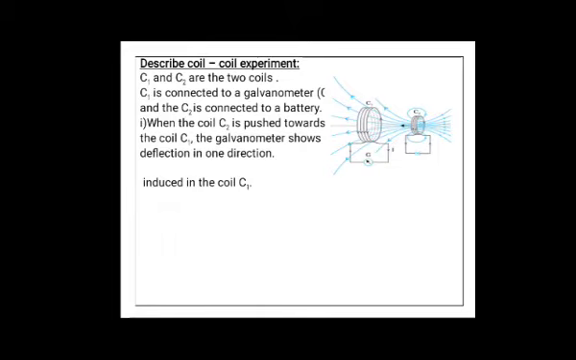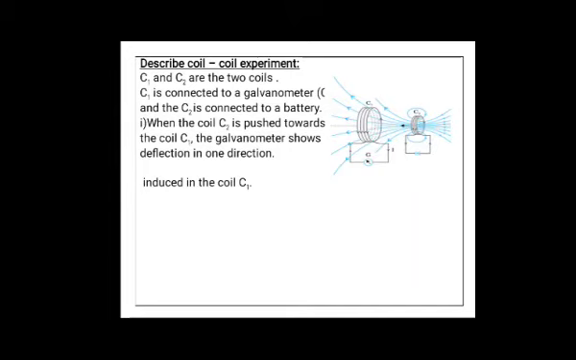Once the battery is on, current flows through the coil. Which coil? C2, because the battery is connected to C2. So it now becomes a current carrying conductor. As I told, around the current carrying conductor there exists a magnetic field. Now you have to change this magnetic field. How to change the magnetic field?